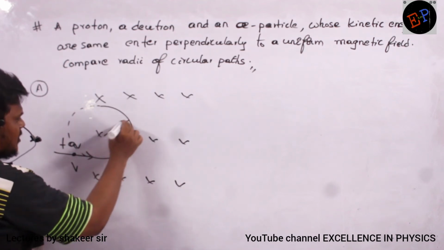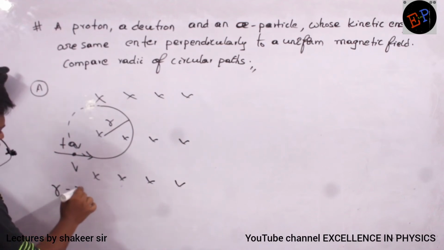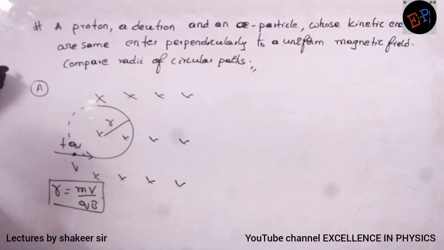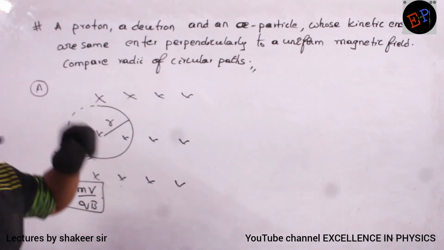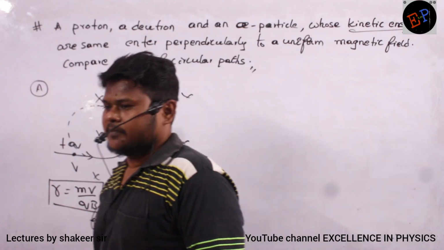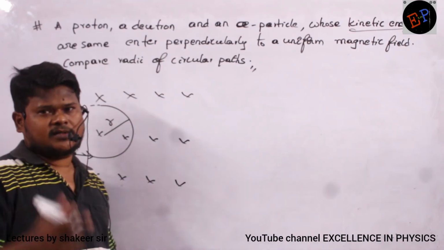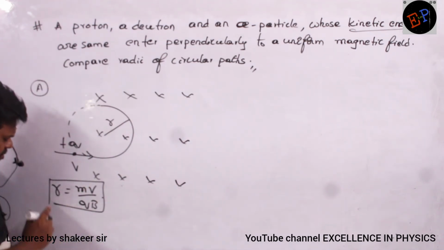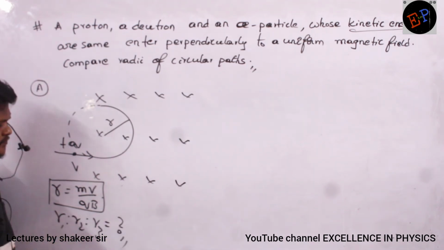And what is the formula to calculate the radius of this circular path? Radius of this circular path is mv divided by qB. That's all, no? Now into this magnetic field, 3 different types of particles are entering. And what is the condition given? Condition given is that their kinetic energies are equal. Then you have to find out the ratio of radii traced by these particles. Okay, that is, I want to calculate R1 is to R2 is to R3, how much will it be?